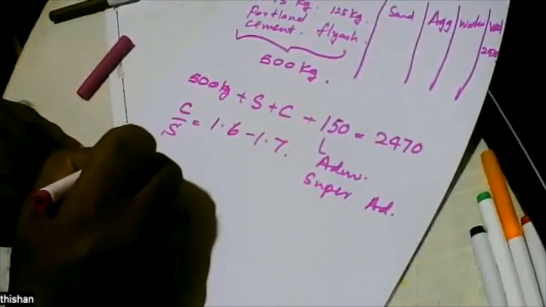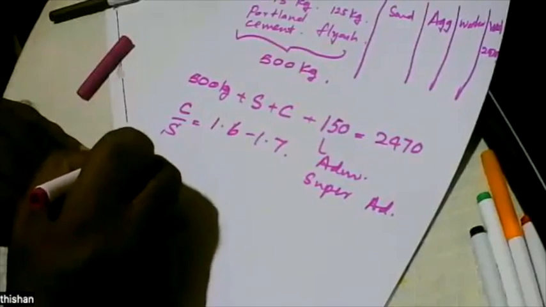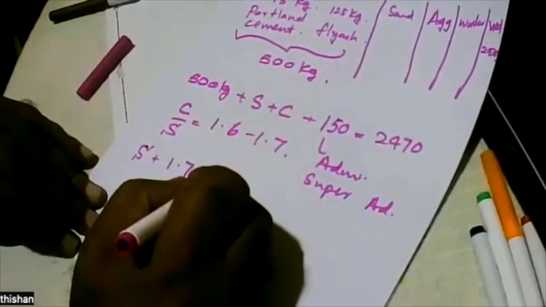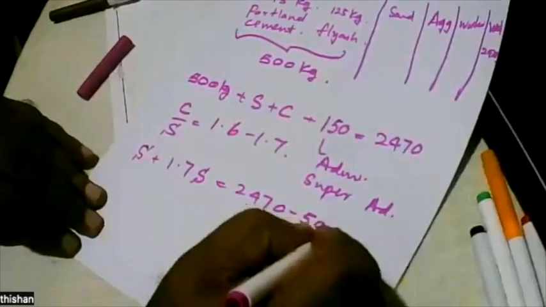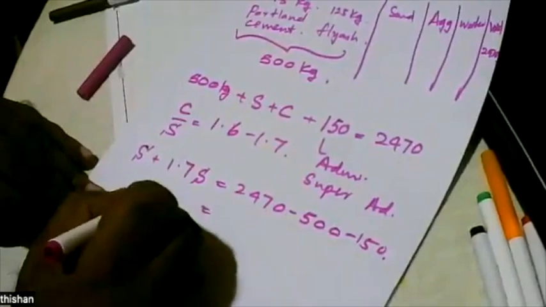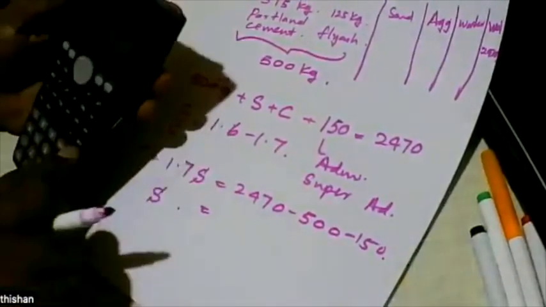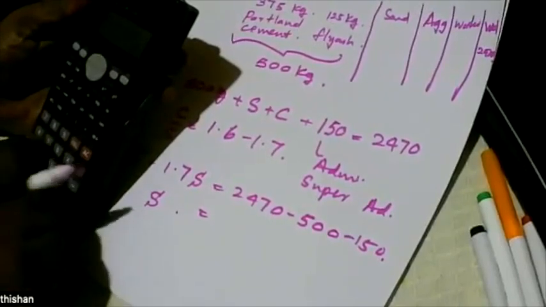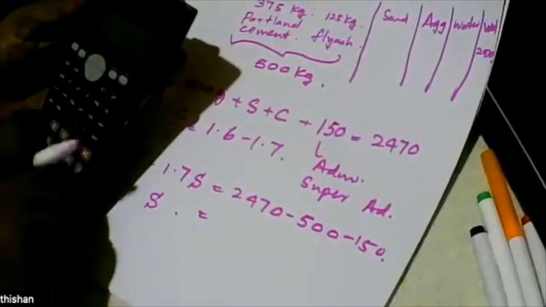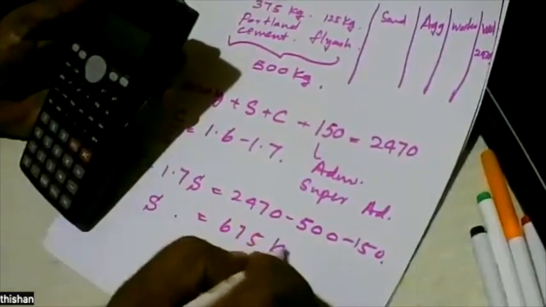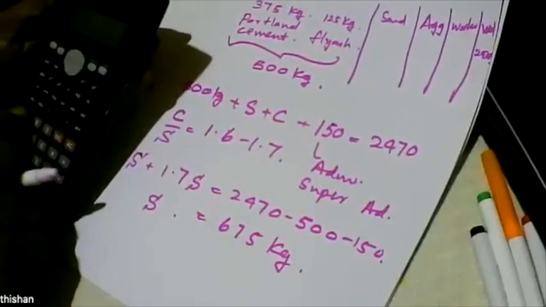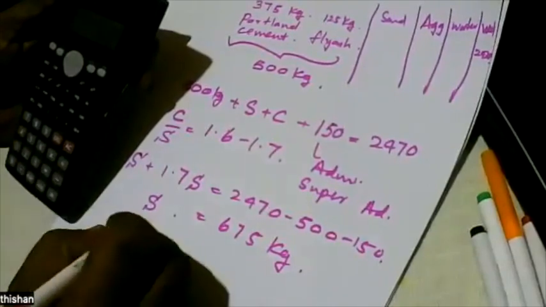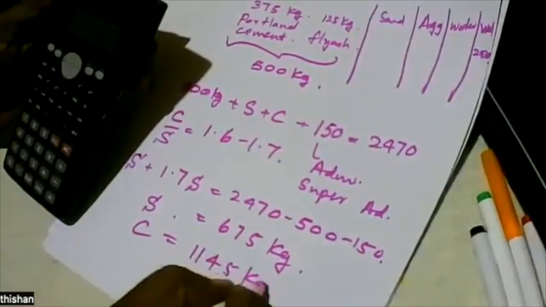So then S plus 1.7S is equal to 2470 minus 500 minus 150. And so S will be 2470 minus 500 minus 150 divided by 2.7, which is 675 kilograms of sand. And 2470 minus 500 minus 150 minus 675 will give us coarse aggregate content as 1145 kilograms per meter cube.